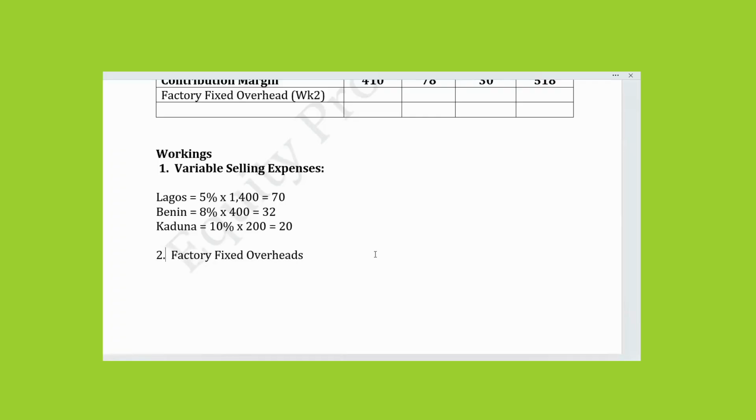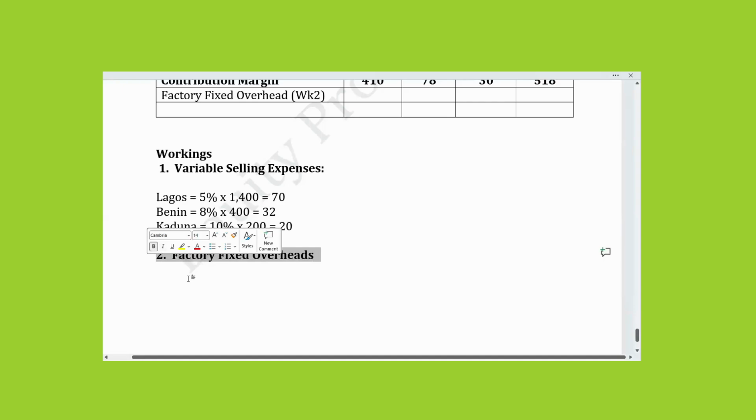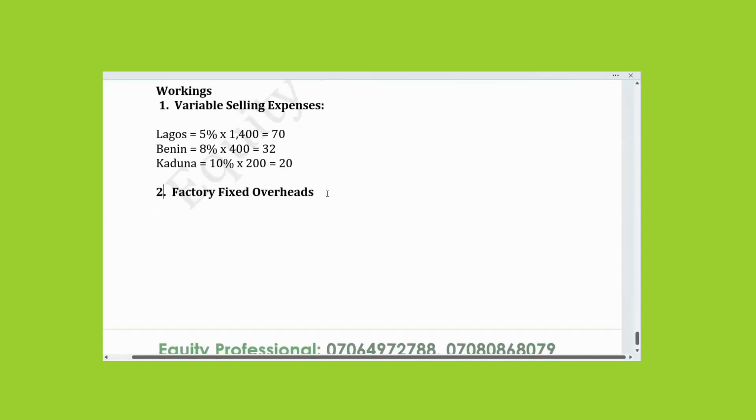On what basis are you apportioning the fixed overhead? Pay attention to what I'm about to say. In this question, the examiner did not tell us how we are going to apportion the fixed overhead. Therefore, you are going to look for something that is common. You look for the basis that is common to all the products or to all the depots. That is what you are going to use to do the apportionment.